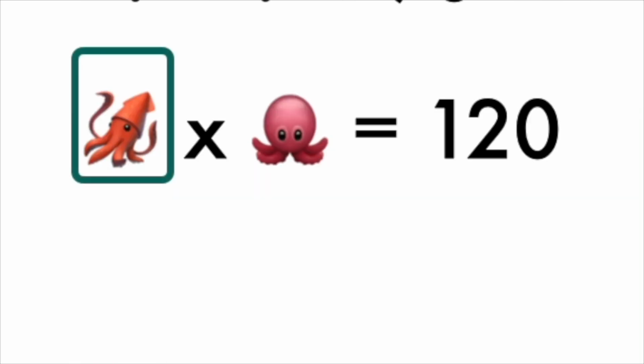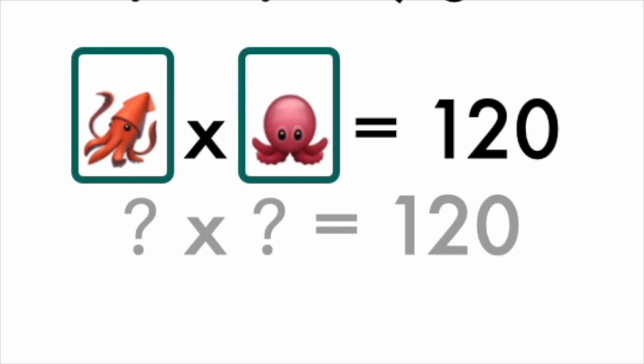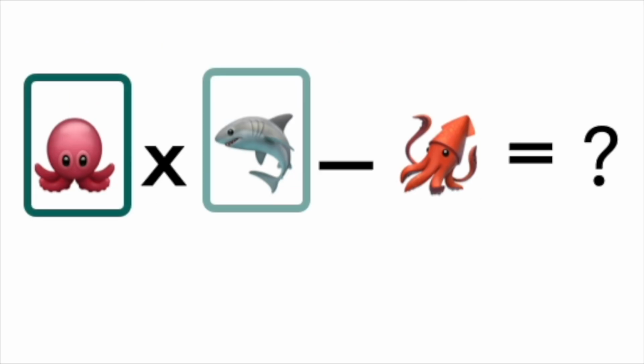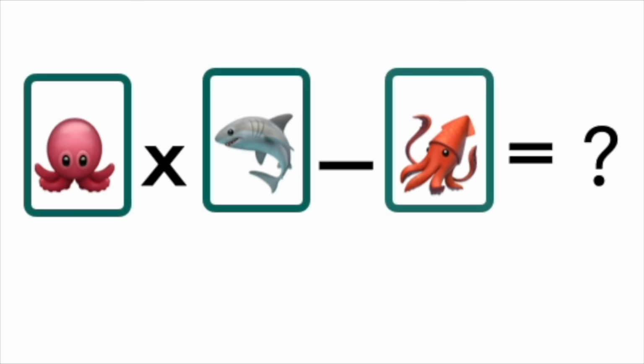Okay, squid times octopus equals 120. This is getting trickier. Octopus times shark take away squid equals, I know you got it.